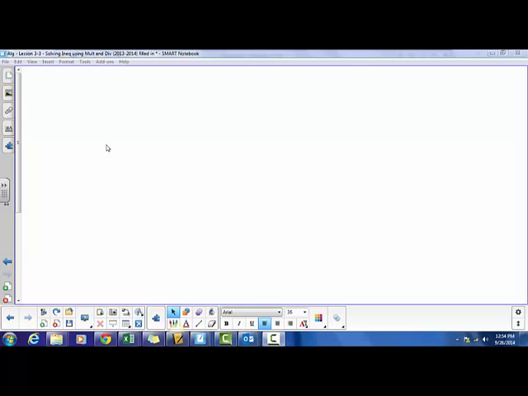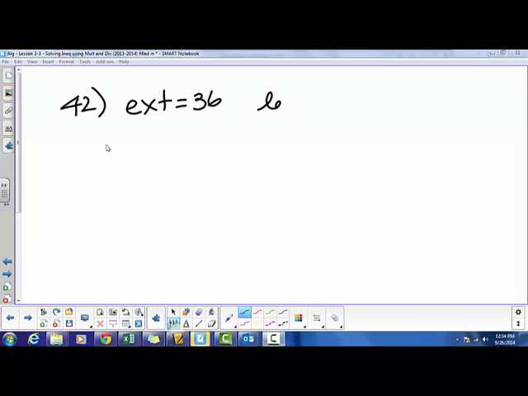All right, this is the second part of your geometry homework. This is number 42. Number 42 says the measure of the exterior angle is 36. So the exterior equals 36. We're going to let x equal the interior angle, and we know that 180 minus the interior equals the exterior.